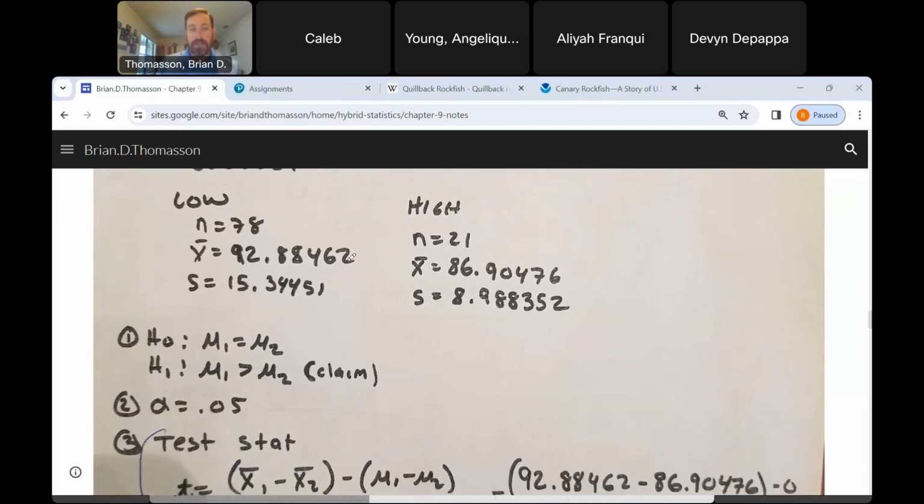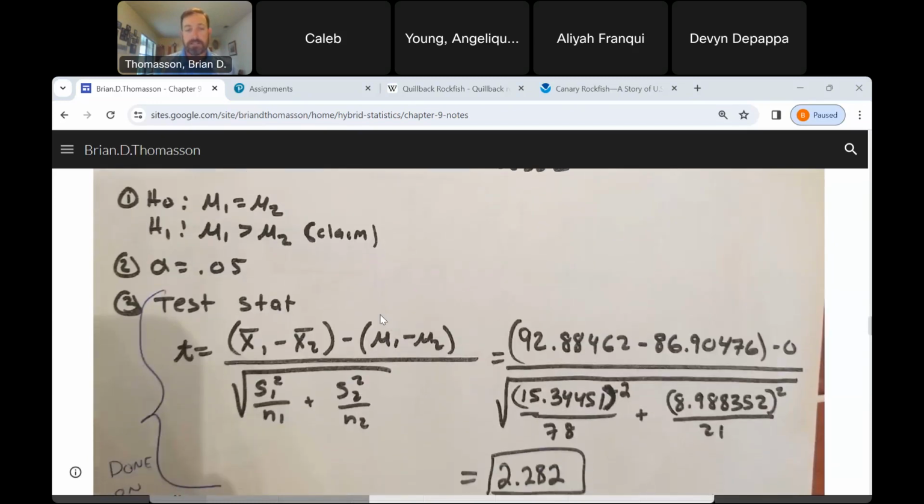We have our H0 and H1. We always assume that they're equal, meaning there's no difference between having lead in your blood or not. And our claim is that the group with low lead levels have higher IQ scores. In other words, the high lead level people have damage to their IQ.